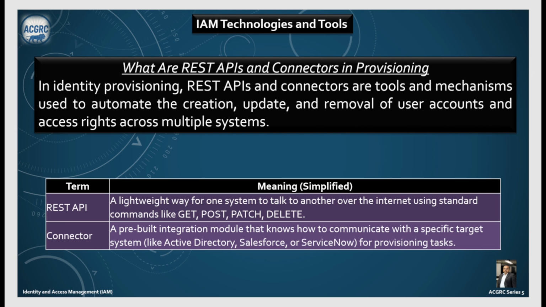A connector is a pre-built integration module that knows how to communicate with specific targets like AD, Salesforce or ServiceNow for provisioning tasks. So both are needed. One is for a system to talk to another over the internet. The second one is to communicate with specific targets.